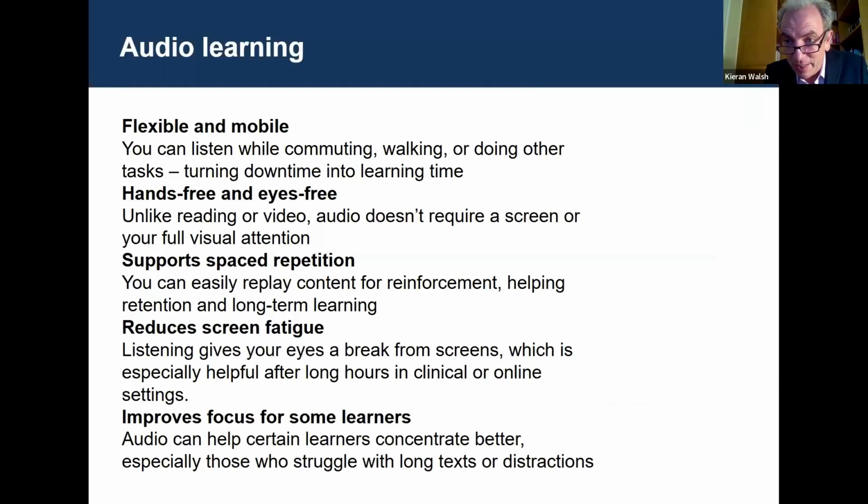And the podcasts are freely available. We'd encourage you to listen to them as well. There's multiple advantages of learning and delivering medical education through audio, through podcast. It's flexible, it's mobile, your hands are free and your eyes are free as well. It can support something in medical education called spaced repetition, where you can replay the content for reinforcement. You obviously get a break from screens, and sometimes audio can help certain groups of learners to concentrate better.